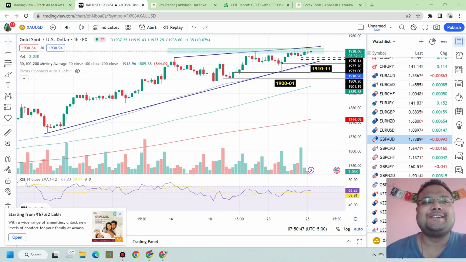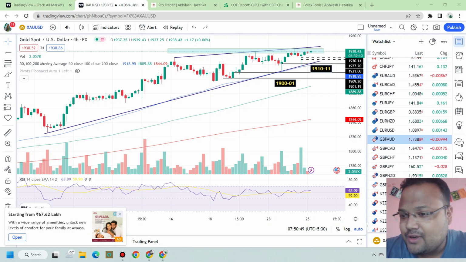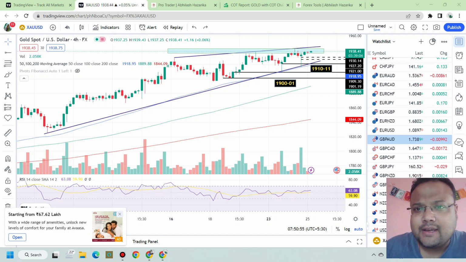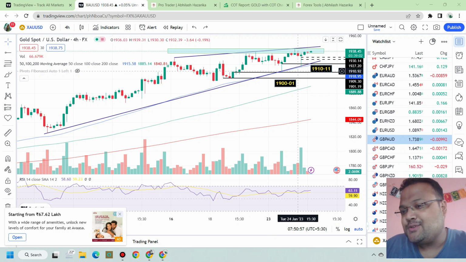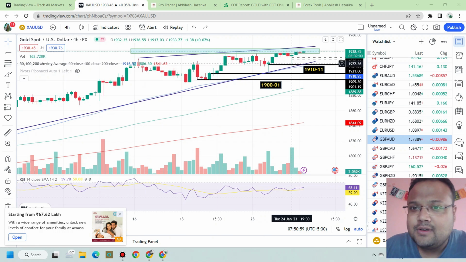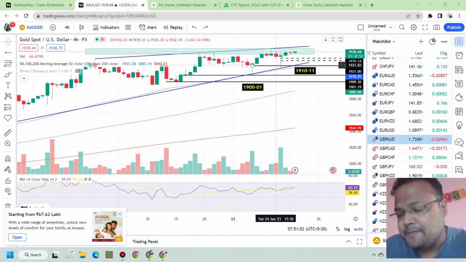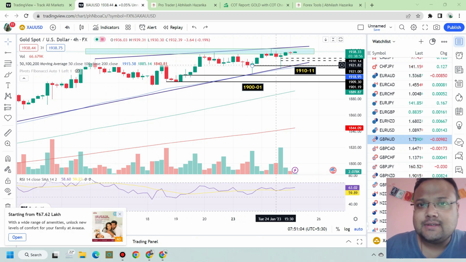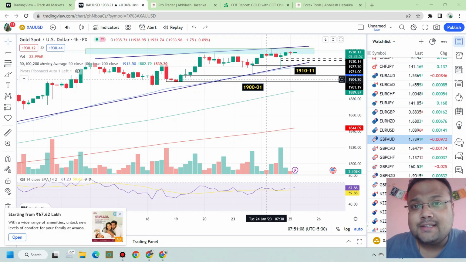So let's get started. My dear friends, this is the 4-hour chart of gold USD in front of us. Right now, gold is standing at 1938. This is the current market price. Yesterday, we saw a perfect bounce from the 50 moving average. Yesterday, I gave you two levels, the 50 moving average and the 1900 to 1901, and we saw a perfect bounce from the level of 1916.